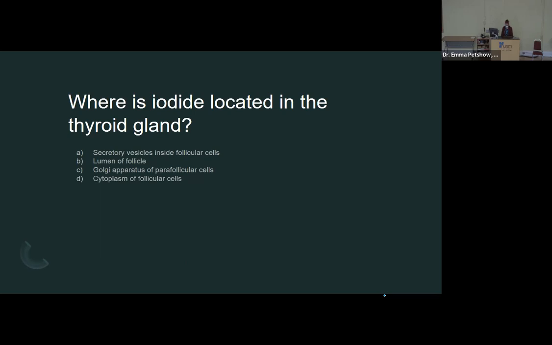Some people don't want to commit. That's okay. You said D. You are correct. Iodide is located in the cytoplasm of our follicular cells. Iodide, right? Cytoplasm of follicular cells.